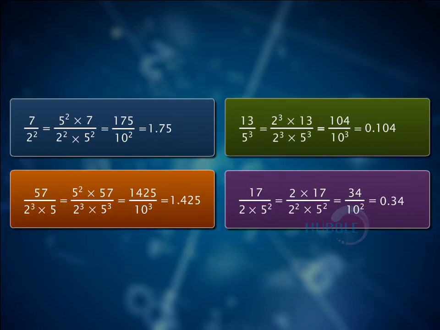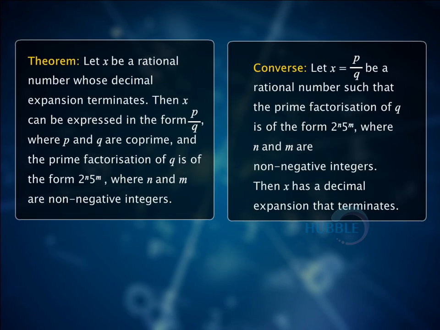Yes. The converse of this theorem is also true. That is, if the denominator of a rational number is of the form 2 to the power n times 5 to the power m, then the rational number has a decimal expansion that terminates. Let's write this converse formally as a theorem.